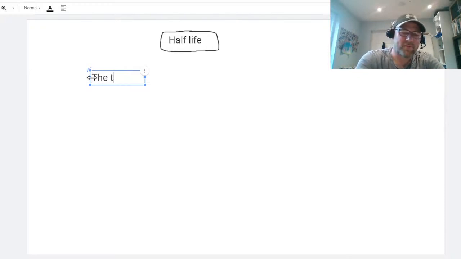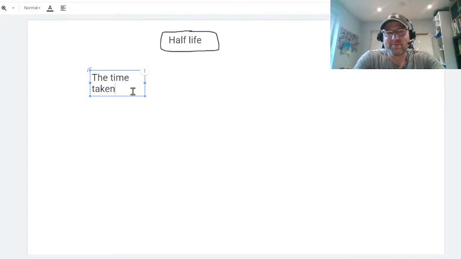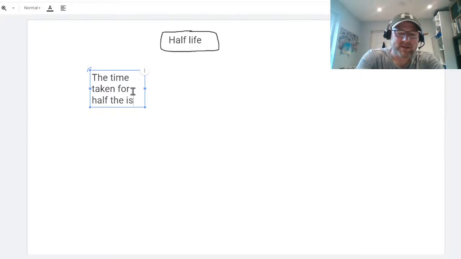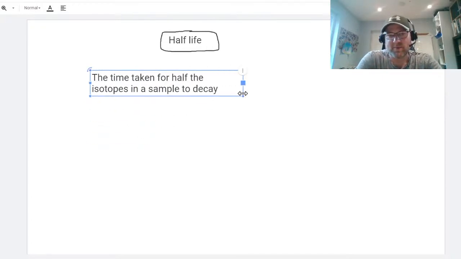It starts off with the time taken. So you got the time taken. It's the time taken for half the isotopes in a sample to decay. Now, there's a load of different ways you can say this. So the time taken for half the isotopes in a sample to decay.